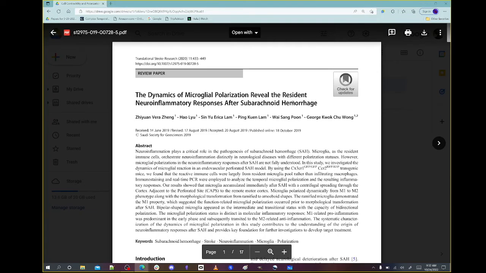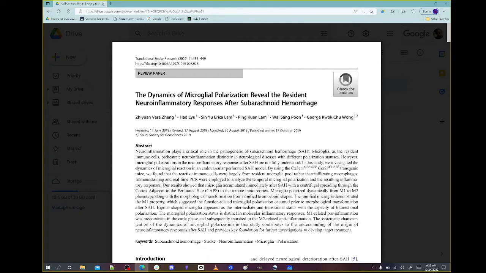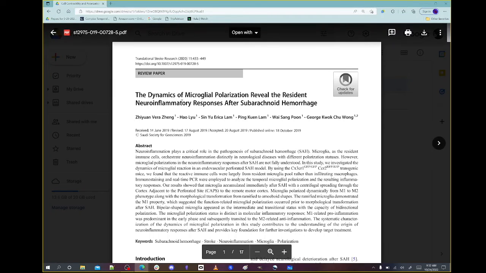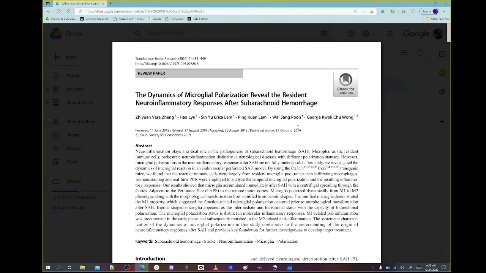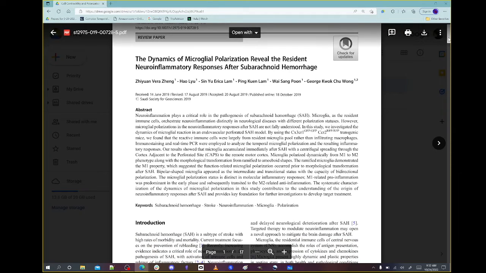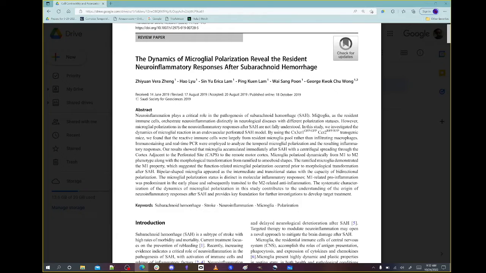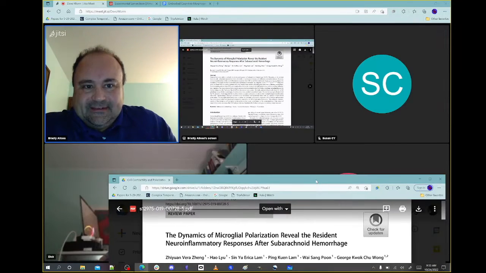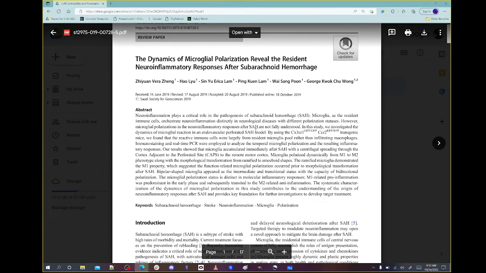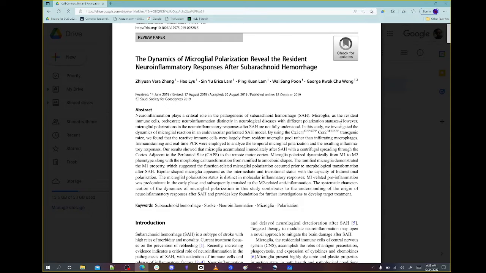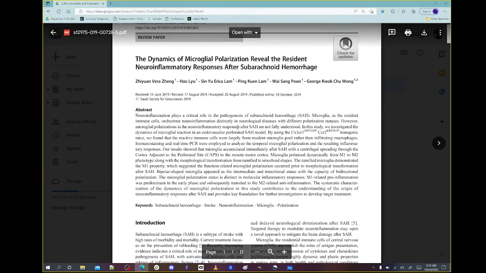I think this has to do with what she was talking about with having a heart, well, at least a little bit maybe. The dynamics of microglial polarization reveal the resident neuroinflammatory responses after subarachnoid hemorrhage. So this is a paper on neuroinflammation, which plays a critical role in the pathogenesis of subarachnoid hemorrhage. Is this a paper you recognize, Susan? You sent me an abstract on this. Anyways, microglia are the resident immune cells that orchestrate neuroinflammation distinctly in neurological diseases with different polarization statuses. However, microglial polarization and the neuroinflammatory responses after SAH are not fully understood.